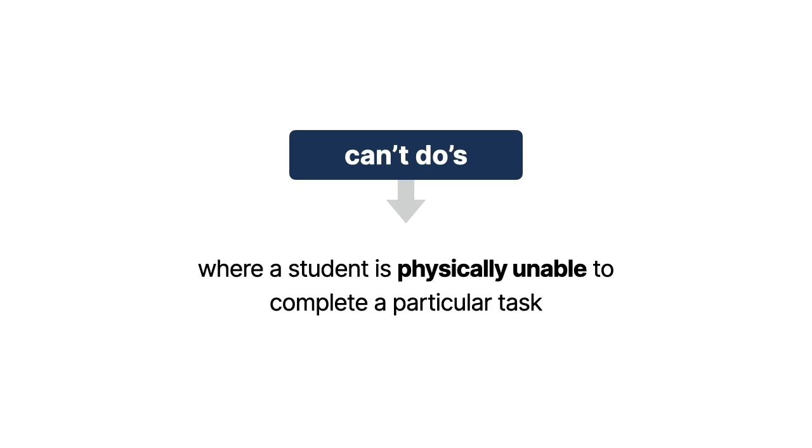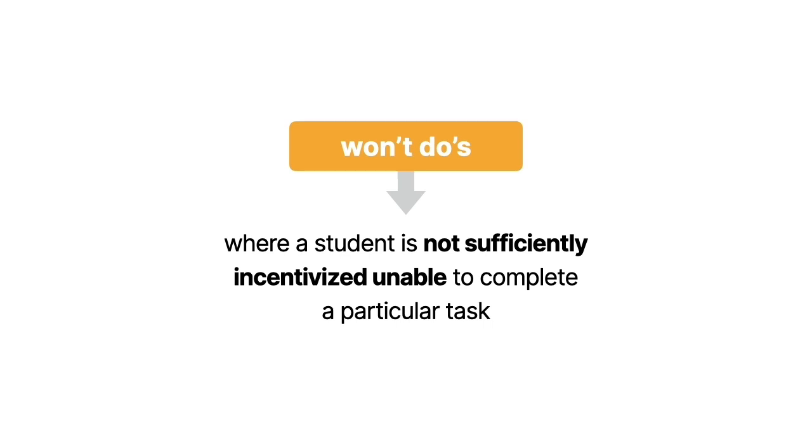Skill deficits can be defined as can't-dos. In other words, our student physically can't complete a particular task. Performance deficits, on the other hand, can be defined as won't-dos. In other words, while students have the prerequisite skills needed to complete a particular task, they aren't sufficiently incentivized to complete this task. Let's take a step back and discuss an example of skill and performance deficits.